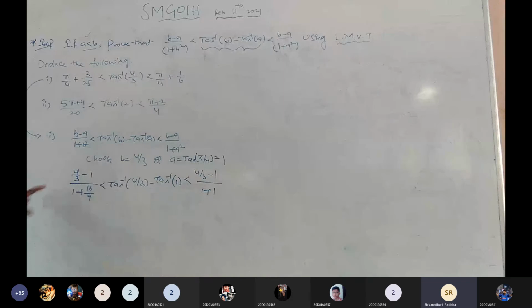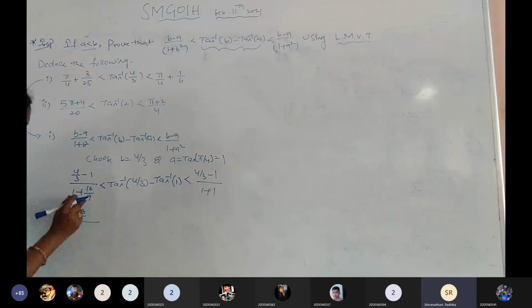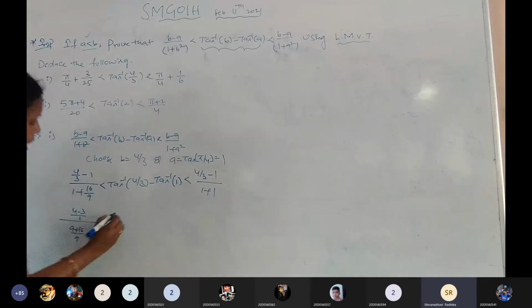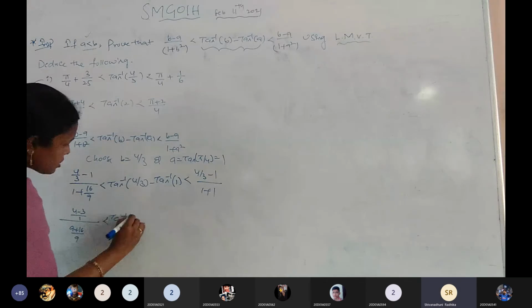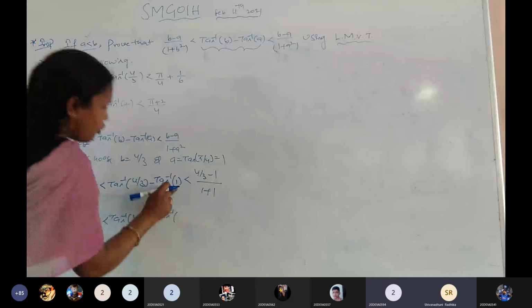Now the simplification of this: 4 by 3 minus 1, LCM 3, so 4 minus 3 by 3. In the denominator, LCM is 9, 9 plus 16 is 25. Is it clear? This is less than tan inverse of 4 by 3 minus tan inverse of 1.